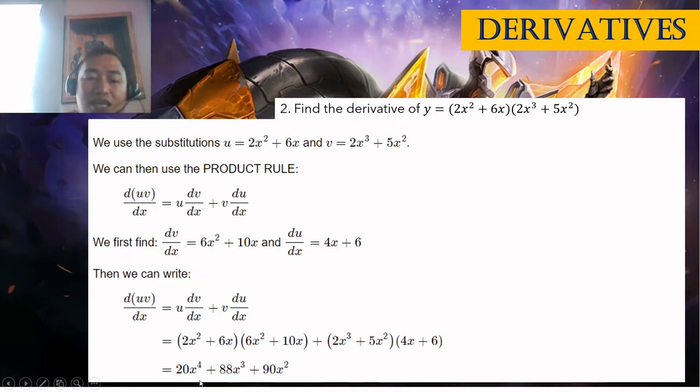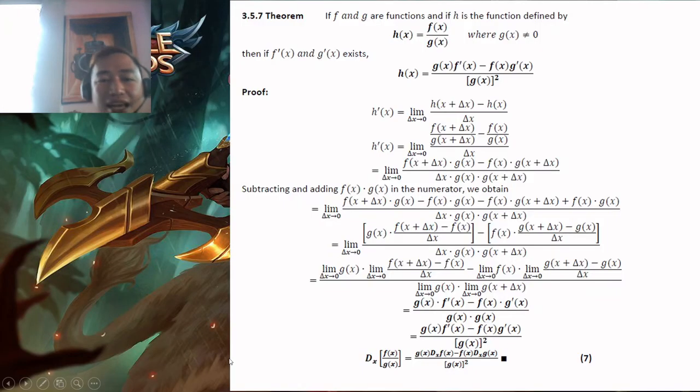20x to the 4th plus 88x cubed plus 90x squared. I-check na lang ninyo, class, kung tama ba yung answer. Okay? Next. Okay, class, ang next theorem, naka-divide na po kasi f of x over g of x.